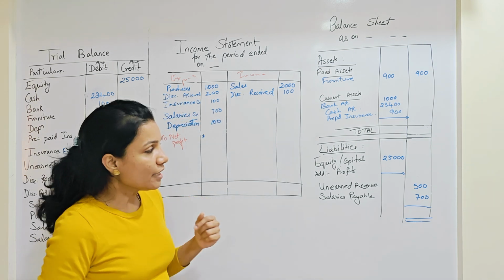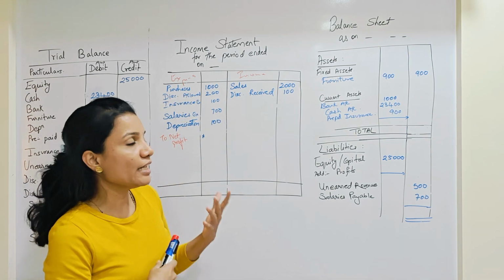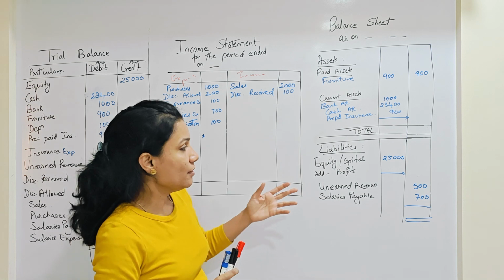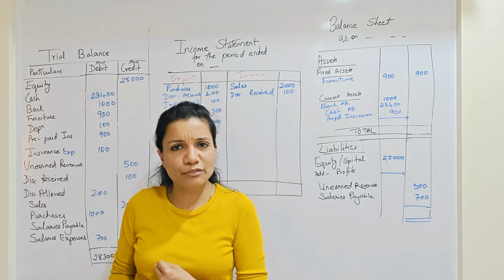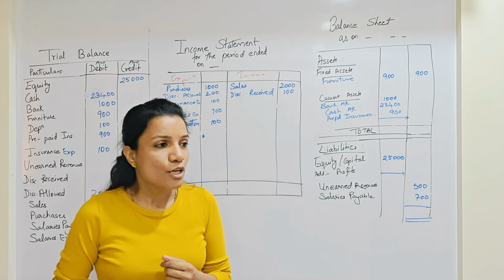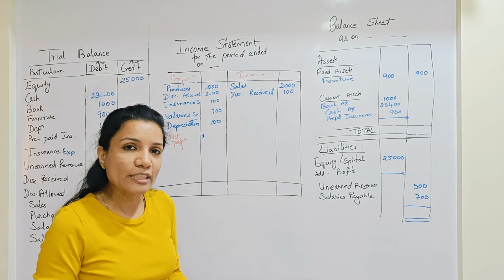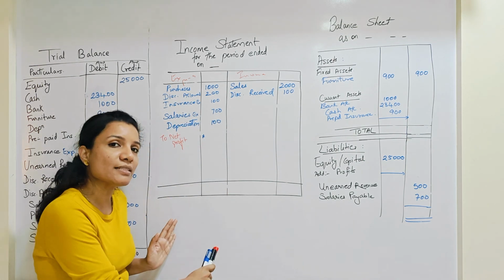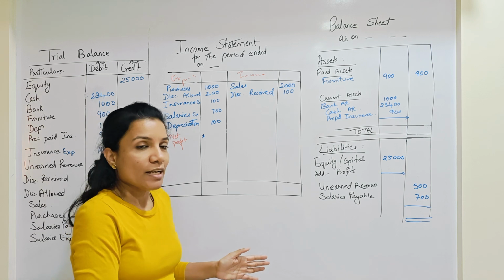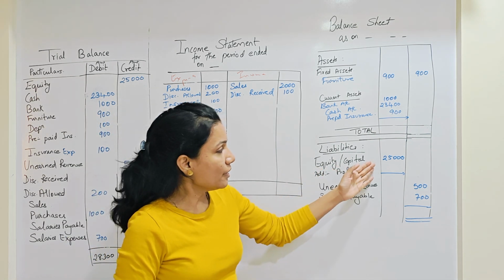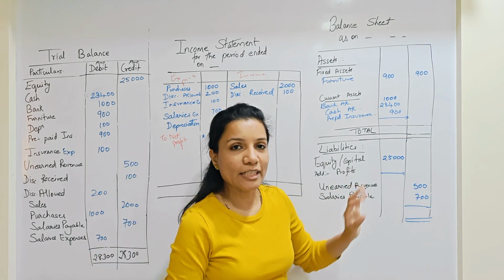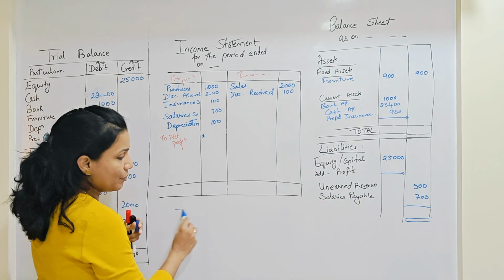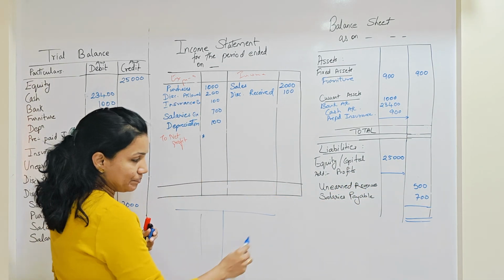Like for example, in this, I have not taken dividend. Then we have not taken the example of drawings. When the business owner withdraws some money from the business, it is called drawings. So there are so many transactions that we have not taken. So there is no need of preparing a separate statement of equity. So I'll just take equity of 25 and then add profits, whatever amount of profit, and we'll take the net figure. If not, then we can prepare a separate statement of equity.